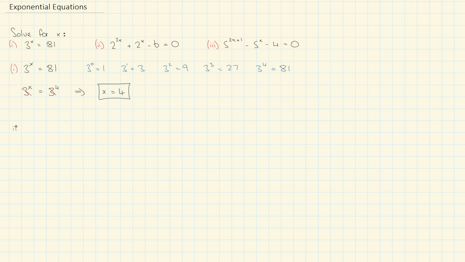These types of questions are pretty straightforward. Part 2 then has a little bit more work to it. So we have 2 to the power of 2x plus 2 to the power of x minus 6 equals 0. So our goal here is a bit of manipulation and substitution. So we can set up a quadratic equation. So first thing I'll do is rewrite using my log rules. This is the same as 2 to the power of x squared, and what I'm going to do is swap out 2 to the power of x for y.